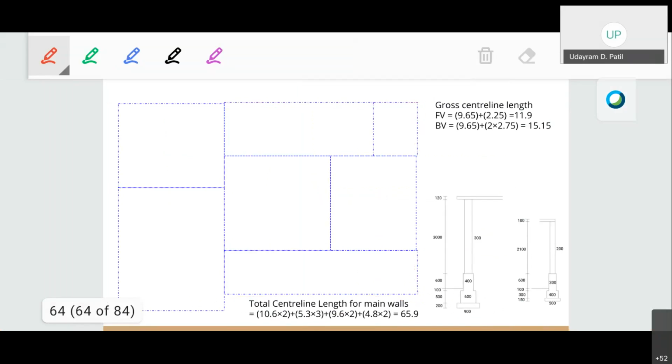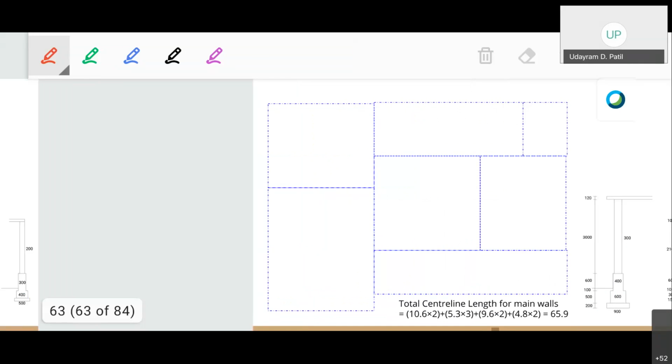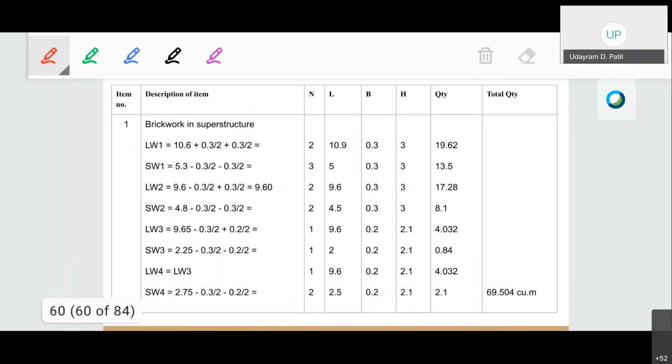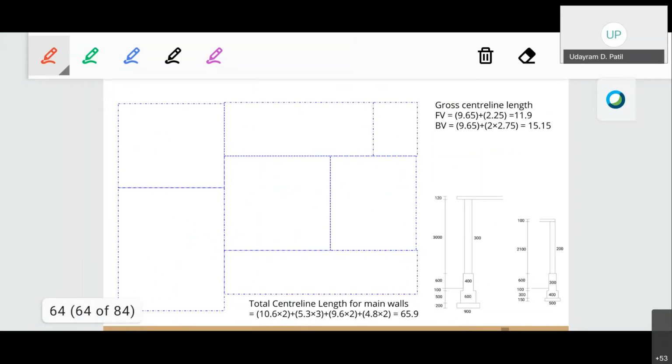Calculating the total center line length for the front veranda, 9.65 is the center to center line length, as well as the vertical length is also known, that is 2.25. We have already done this in the long wall short wall method. The long wall length was 9.65 and the short wall length was 2.25. So again calculating the same, the total center line length will be 9.65 plus 2.25, that will be 11.9 meter.